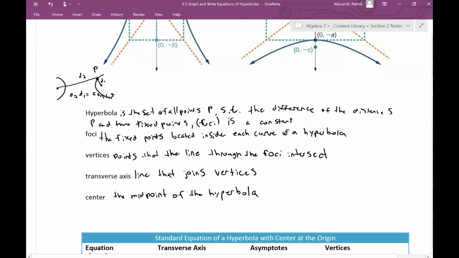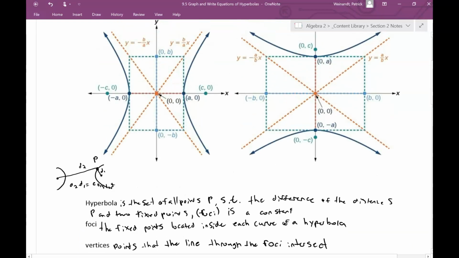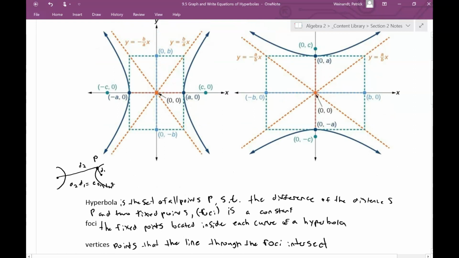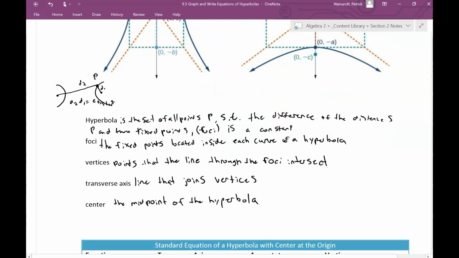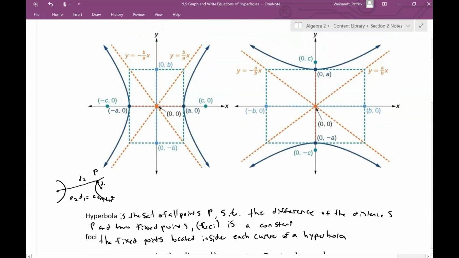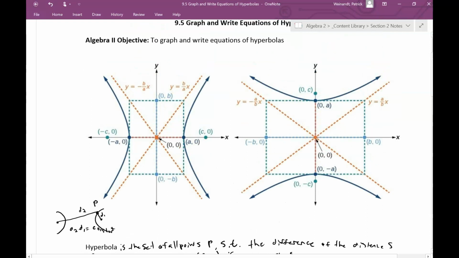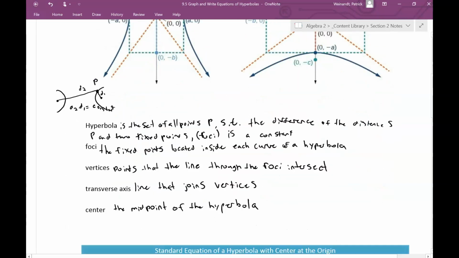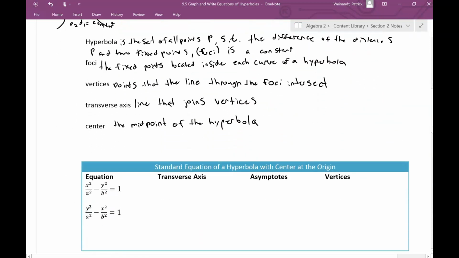Okay, now the transverse axis, not uber important that you memorize that, but it's the line that joins the two vertices. So right here, this transverse axis is vertical. Right here, this transverse axis on the left is horizontal. And then lastly, the center is just the midpoint of a hyperbola. And we're working with equations in standard form. So our center in this section is always just going to be at the origin. It's always going to be at the origin here.